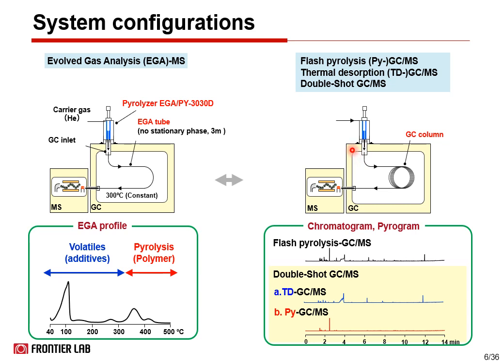Double shot GCMS is a combination of these flash pyrolysis and thermal desorption. Actually, thermal desorption followed by pyrolysis. So if you want to characterize an unknown polymer sample, you use the double shot technique. So you first thermally desorb your sample, then you do the flash pyrolysis, so that you will be able to obtain additives and polymer information.